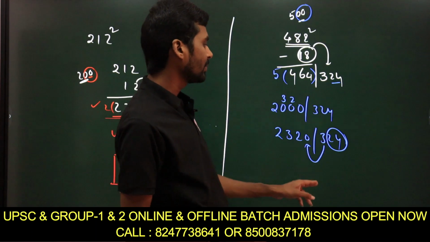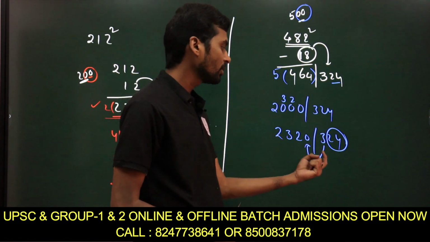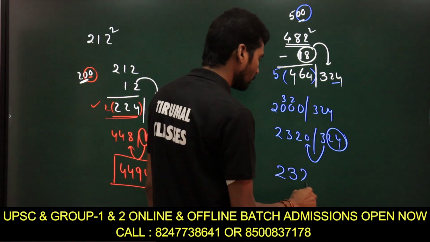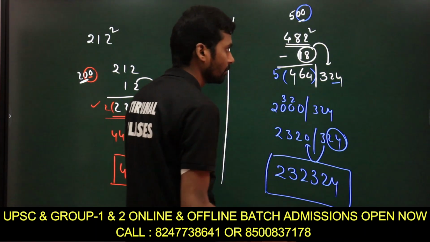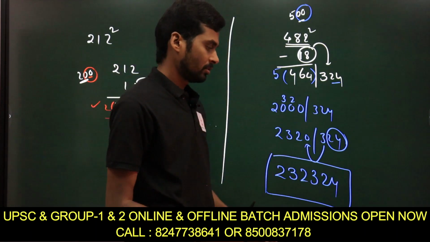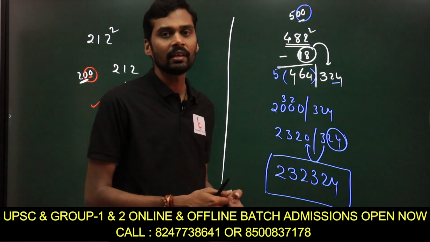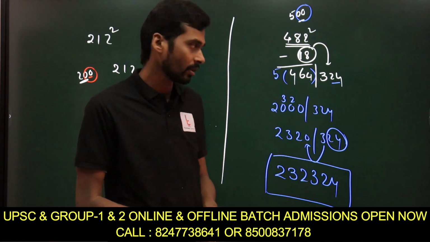Since I should have only 2 digits, the extra digit must be carried forward, which means the extra digit must be added to the previous number. What is the previous number? 2320. So 2320 must be added to 3. So the number is 232324. So what is the final answer? 232324. Okay. If you practice a couple of numbers, you can easily and quickly find the answer for any square number.